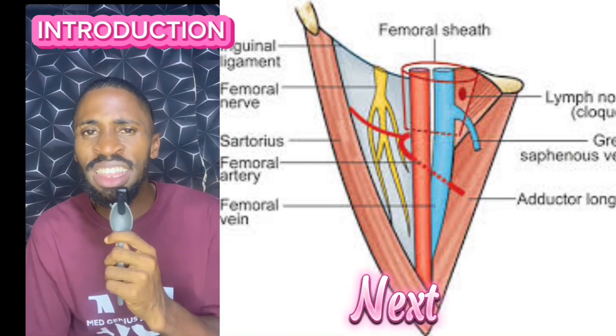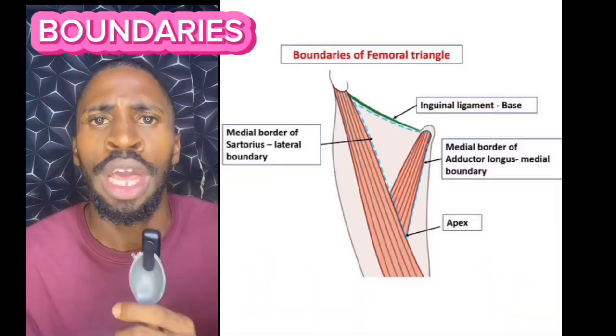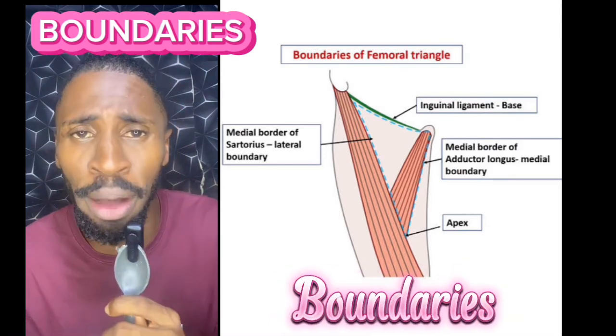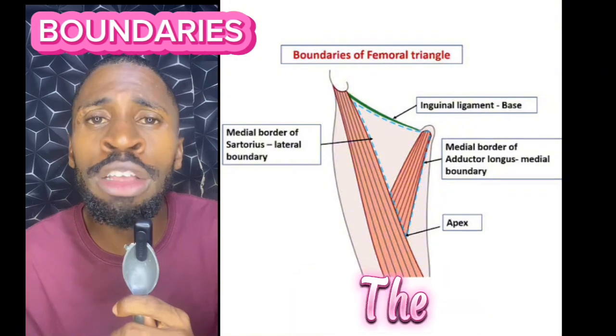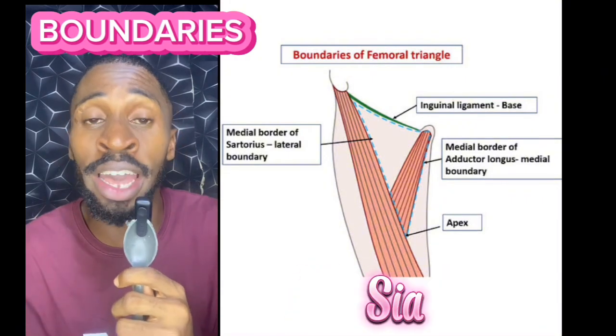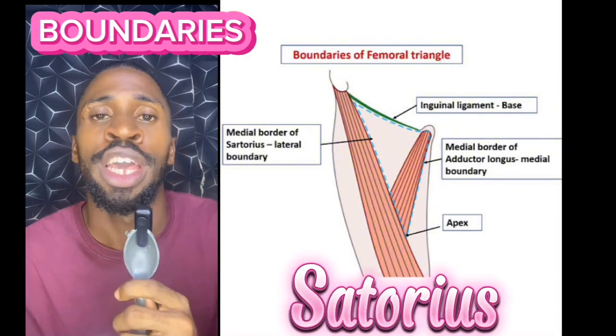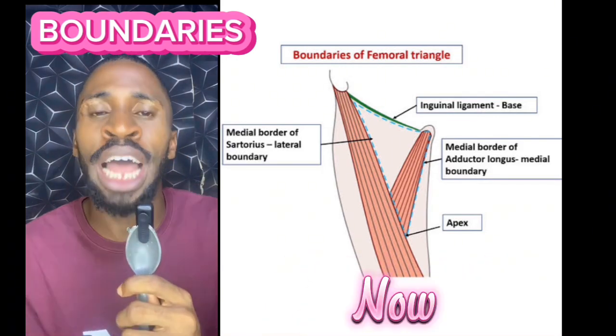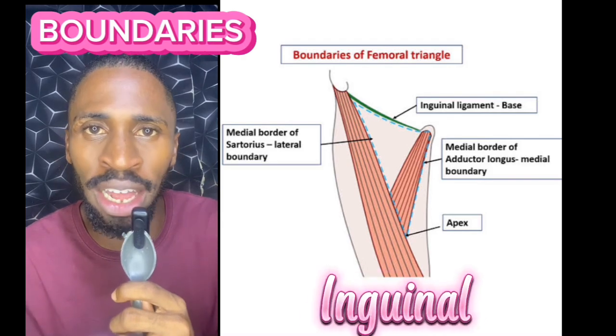Now, the next thing is, what are the boundaries of the femoral triangle? Remember the mnemonic SIA. Sartorius, inguinal ligament, and the adductor longus. Now, superiorly it is bounded by the inguinal ligament.